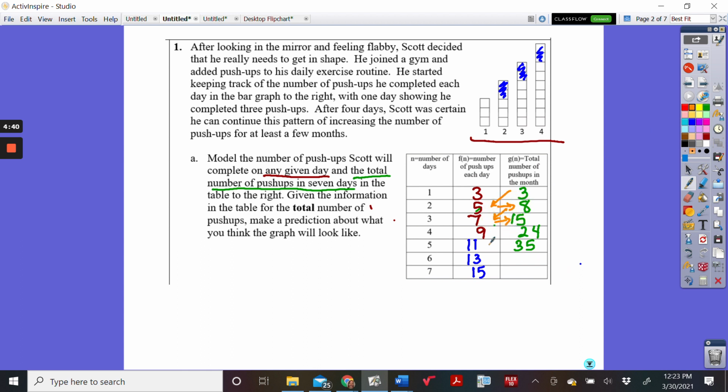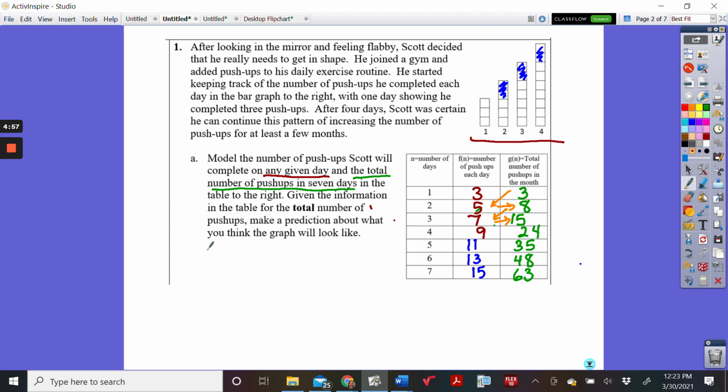Okay, so 24 plus 11 is 35. So my next 2 numbers will be 48 and 63. Okay, and so let's predict what the graph will look like.